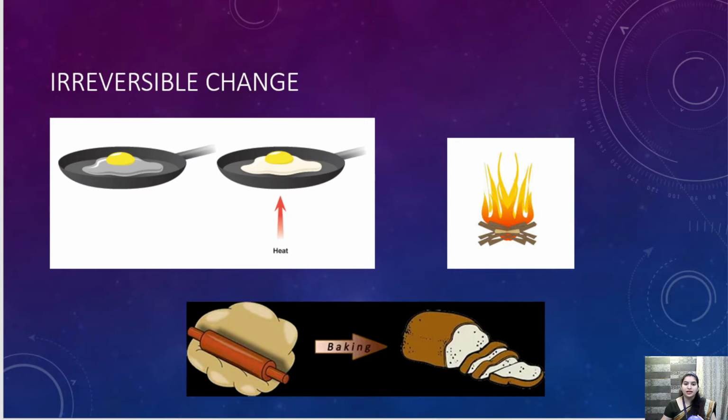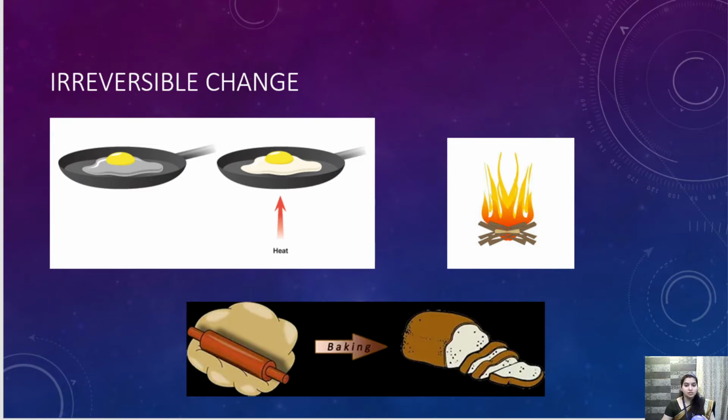Same is with baking. Whenever we have atta, we make a dough of atta and then we prepare a chapati or a bread. When the chapati or bread or roti is cooked, we cannot convert that roti or chapati back to the flour. We cannot convert it back to the same atta or same dough. So this is also an irreversible change.